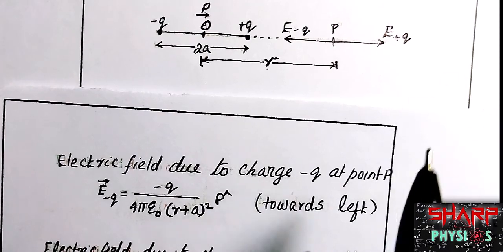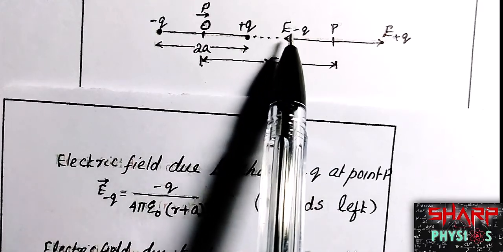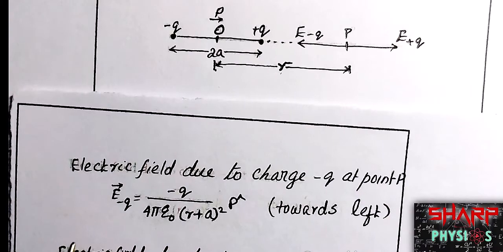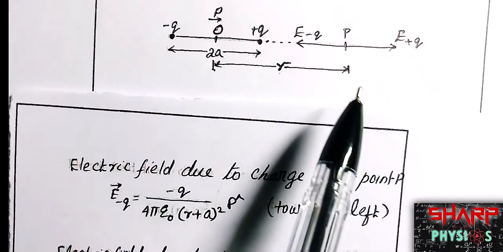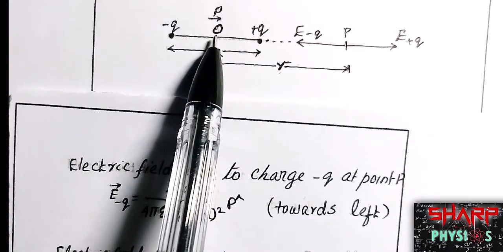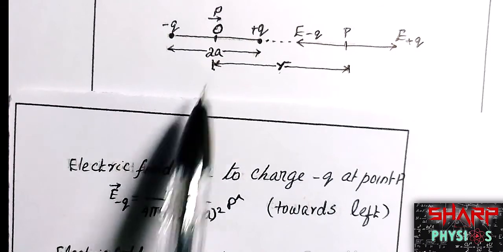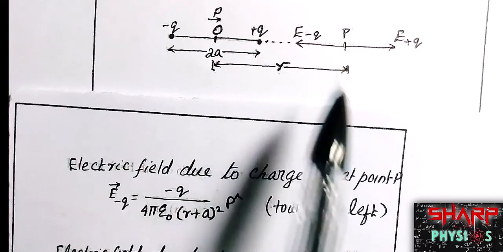Here you can calculate the electric field due to the charge -Q. E vector is equal to minus Q divided by 4 pi epsilon 0 into (r plus a) the whole square. Since r is measured from the origin O to the point P, it has to extend a little, so we are giving it as r plus a, the whole square, p cap. That is the dipole moment direction, towards the left.